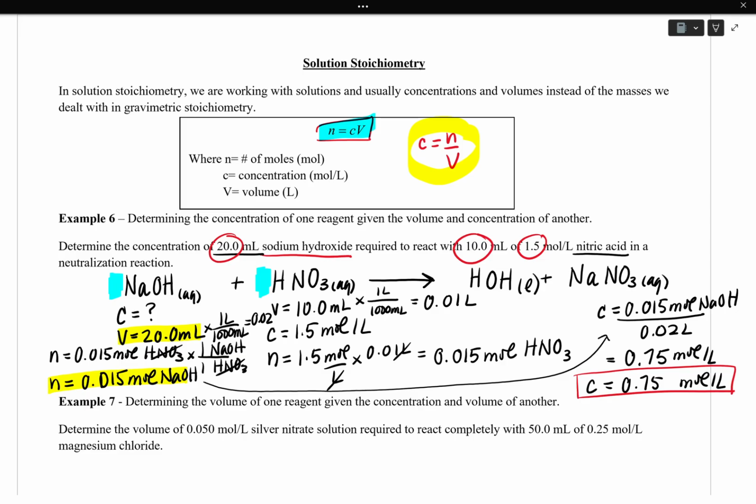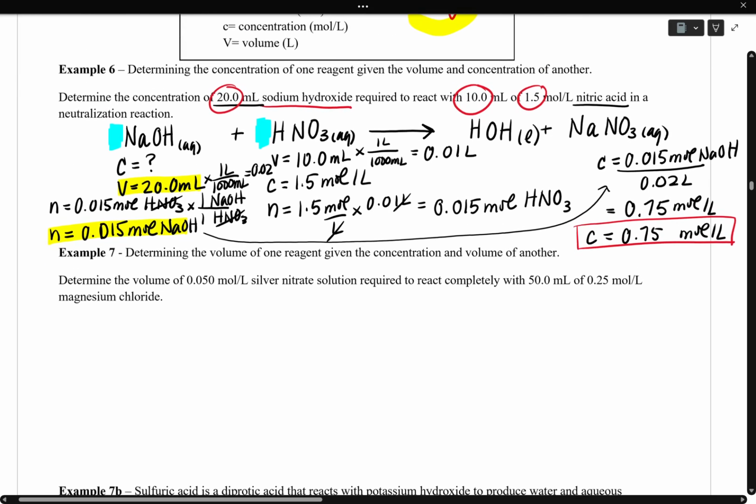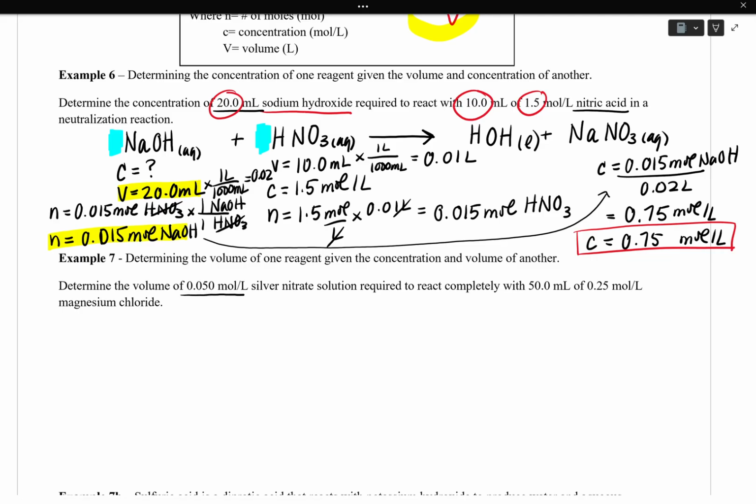Okay, let's try example number 7 then, determining the volume of one reagent given the concentration and volume of another. So now I want to know how much of a solution I need if I know the concentrations of the 2 solutions. So example number 7. Determine the volume of 0.05 moles per liter of silver nitrate solution required to react completely with 50 mL of 0.25 moles per liter of magnesium chloride.